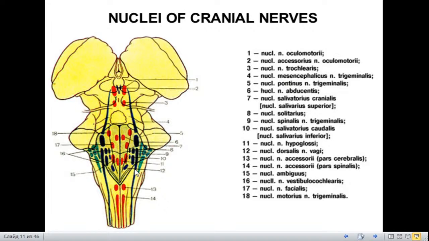11th cranial nerve, nervus accessorius, has two motor nuclei. First one is common with 9th and 10th cranial nerves, nucleus ambiguus, and another one, nucleus spinalis nervi accessorii. And 12th cranial nerve, hypoglossal nerve, has one motor nucleus projecting into trigonum nervi hypoglossi in the lower trigone of rhomboid fossa.